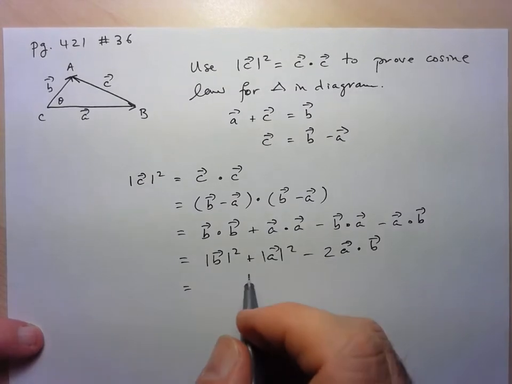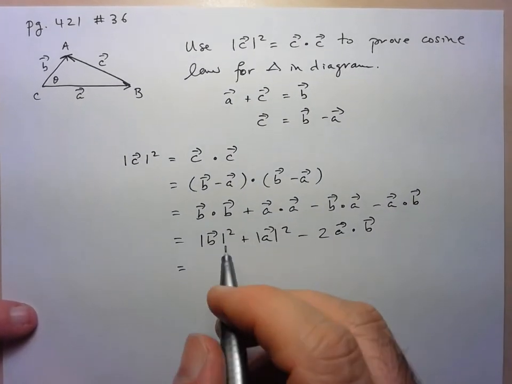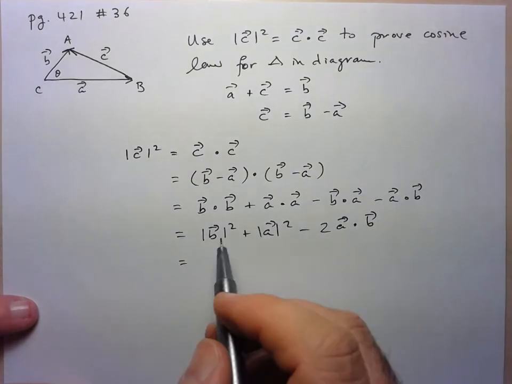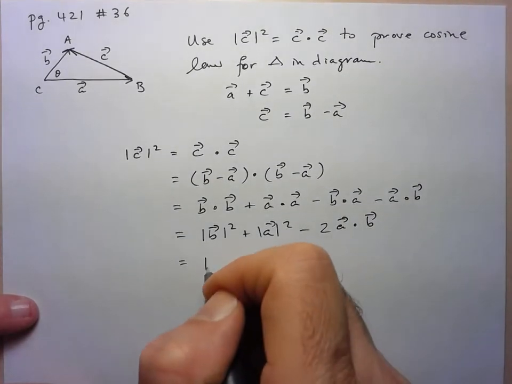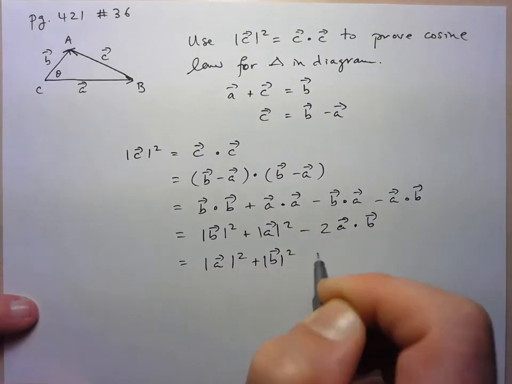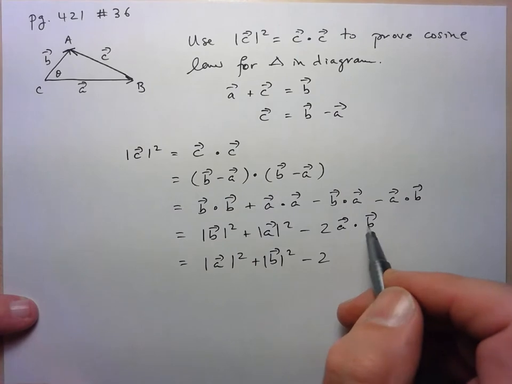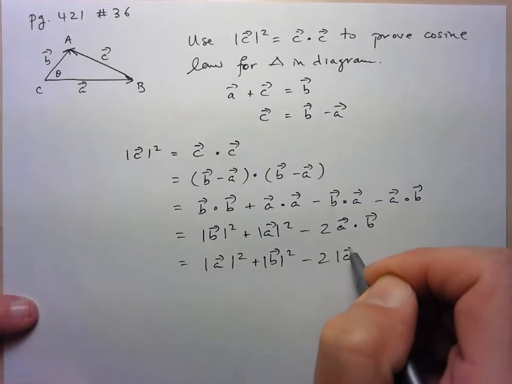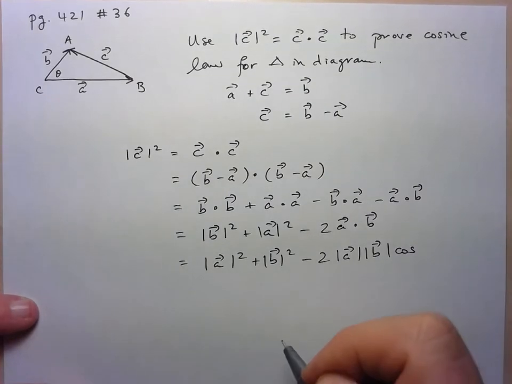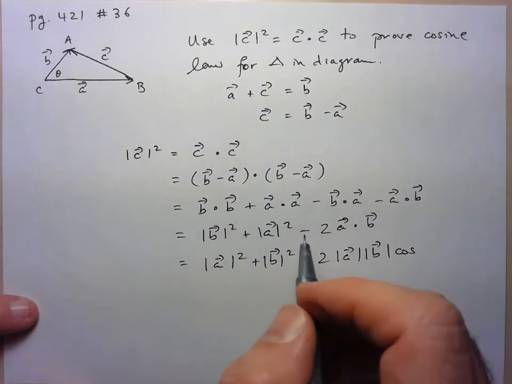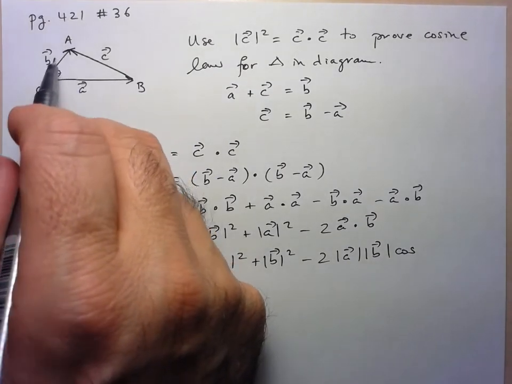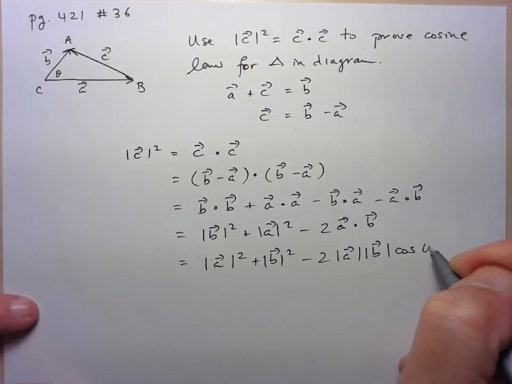So here, to make it look more like our usual view of the cosine law, I'll just switch these around, which I can because it's addition. And here, what is a dot b? It's the magnitude of a times the magnitude of b times the cosine of the angle between them. What's the angle between a and b? a and b are already tail to tail, so it's just that theta.